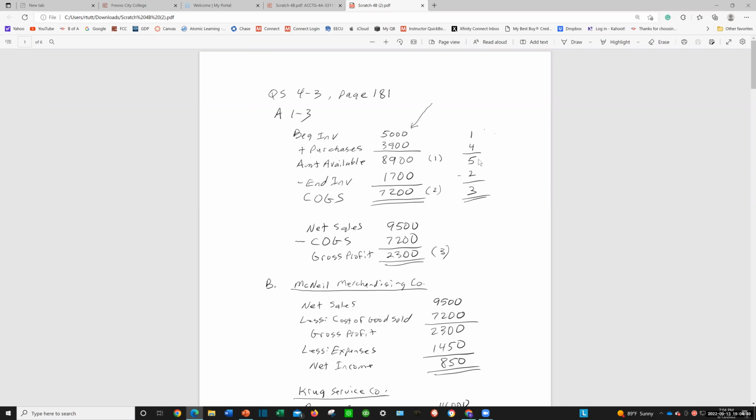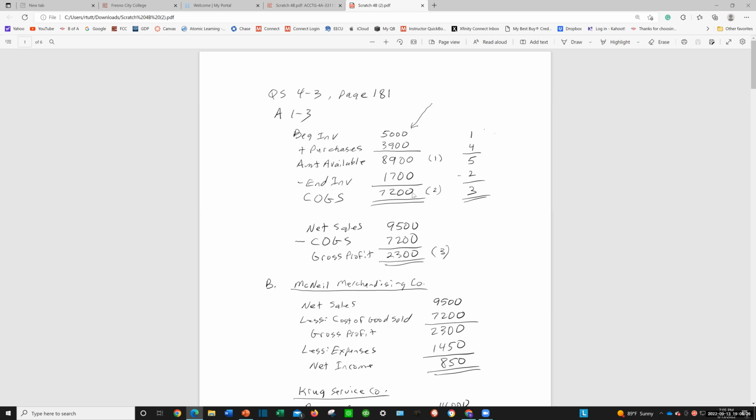All right. The next one, they want us to calculate cost of goods sold. Well, we're already almost there, right? Because I told you that to calculate cost of goods sold, it's beginning inventory plus purchases equals amount available minus ending inventory is cost of goods sold. Well, we've already got the amount available from number 1, right? So we're doing number 2. We'll just take that amount available, 8,900, and subtract the ending inventory of 1,700.